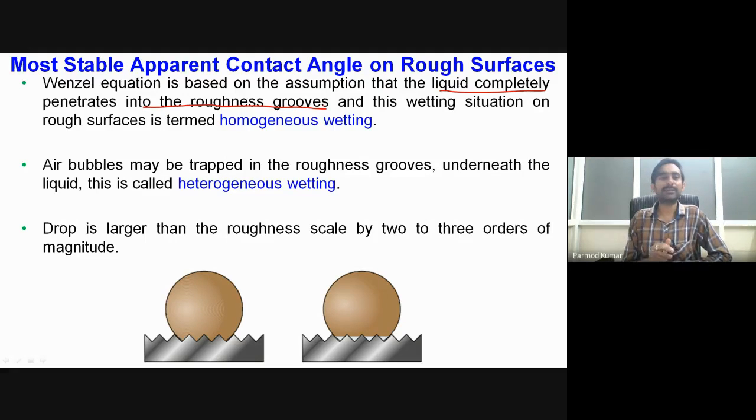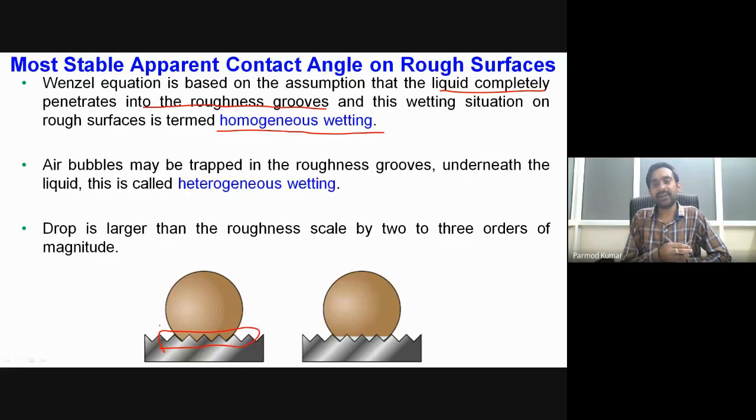As per this assumption, we will have this particular situation which is highlighted over here. You can see that we have some grooves in our solid surface, and in between these grooves our liquid has penetrated inside. This type of wetting condition is referred to as the homogeneous wetting condition.